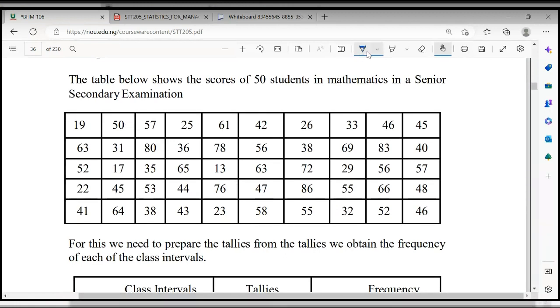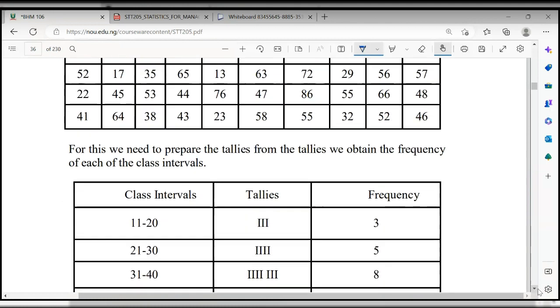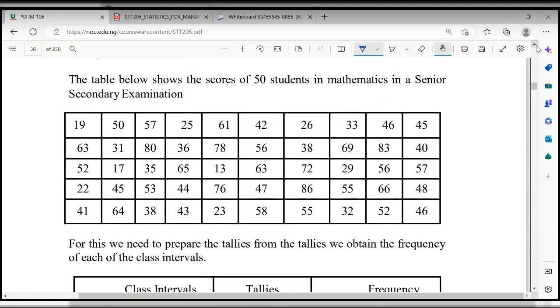So we have different individual values here: 1963, 52, 52, 41, and so on. For this, we need to prepare the tallies. From the tallies, we obtain the frequency of each of the class intervals. So how do you prepare the tallies? You first do what you did the other time: look out for the highest and the lowest number.